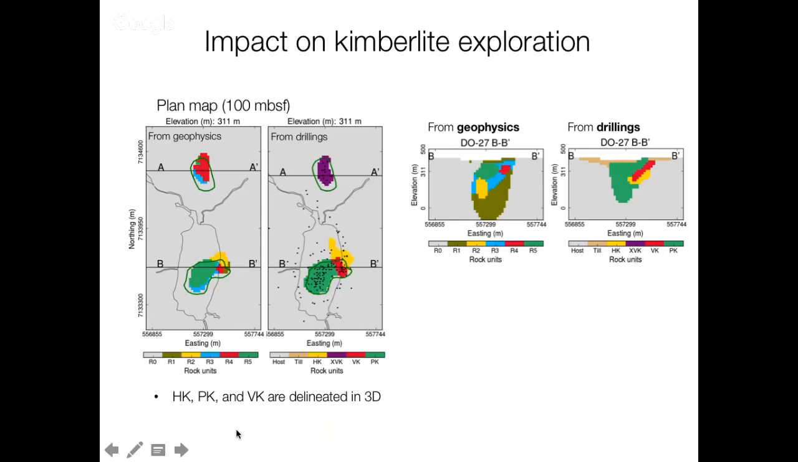So this is from geophysics, and then this is the model from drilling. All the dots are drill holes. And you can see the correspondence between them. The green here is what's known as the PK unit, the pyroclastic unit, and that is the one that's making the difference. Knowledge about it would be great. The red is the VK unit, the volcaniclastic. XVK and VK are kind of similar things. They're a little bit different, but basically the same kinds of rocks. So even though they're different colors here, it's telling us the same information.